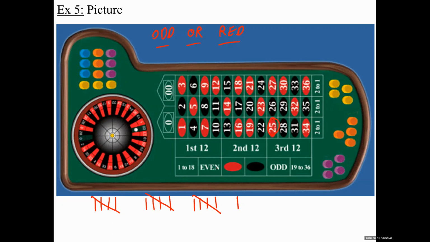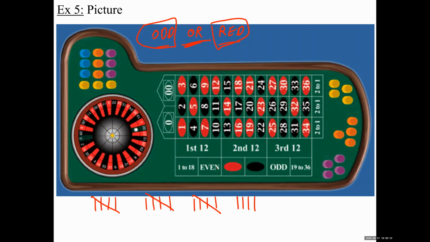25? Yes. 26? No. Not odd. It's not red. 27? Yes. 28? No. 29? No. Yes. Just like 11 tricked you, 29 tricked you. Because it's odd. Again, it has to be odd or red to count it. Because it's odd, you count it.